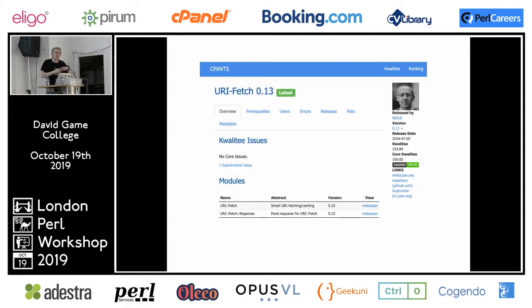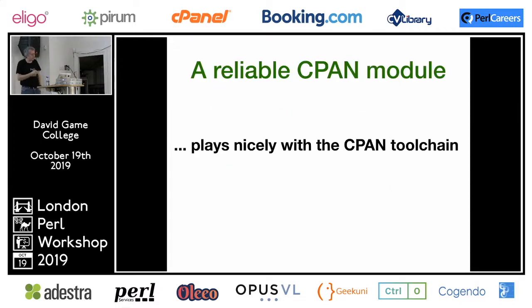CPANTS is a system that runs a whole load of quality tests. Dave mentioned this. This is not so much about the quality of your module, but is it following all the best practices for the CPAN toolchain, so that CPAN Testers and CPANTS and MetaCPAN and all these other tools, they rely on certain things being in the metadata, etc. And if you get a green light from CPANTS, that basically means your module is playing nicely. Reliable CPAN module plays nicely with the toolchain.